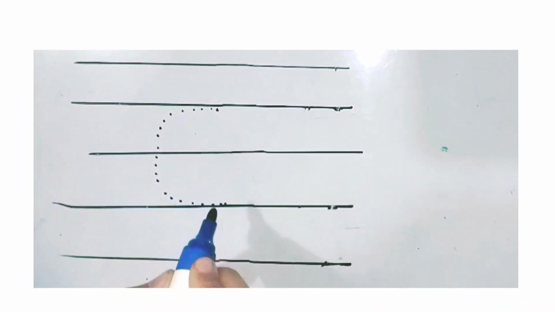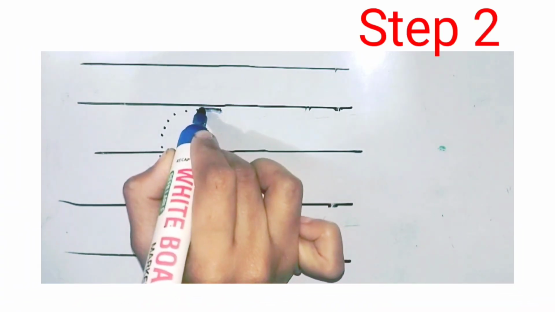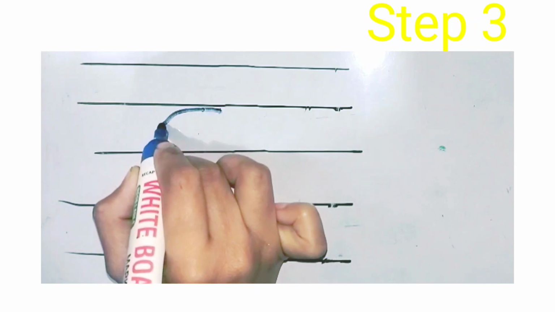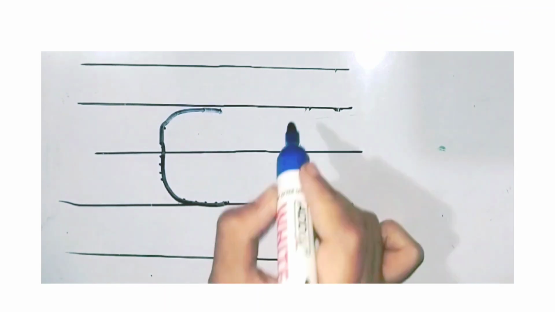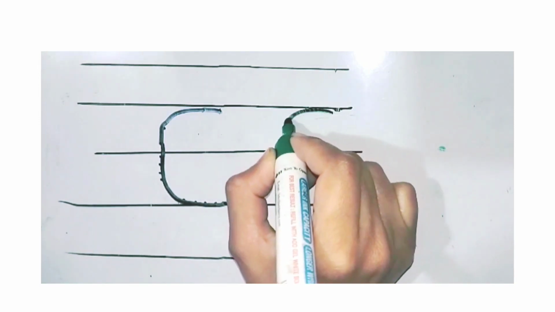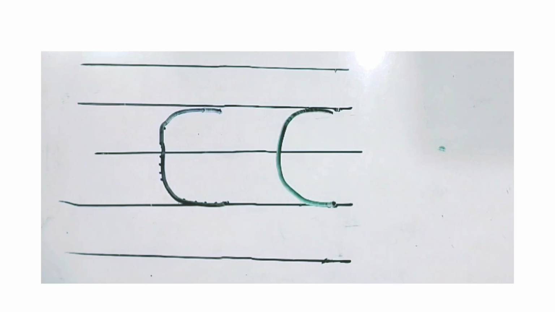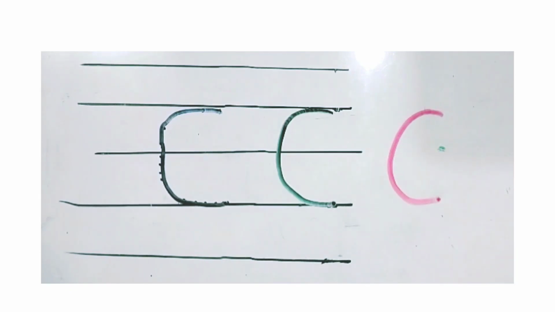Look kids, this is the letter C. Now I will show you how to write C. Step 1. Start from the top. Step 2. Make a curve like a half circle. Step 3. Slowly bring the line down. Great! Now we made the letter C.